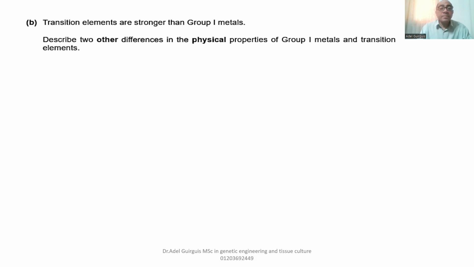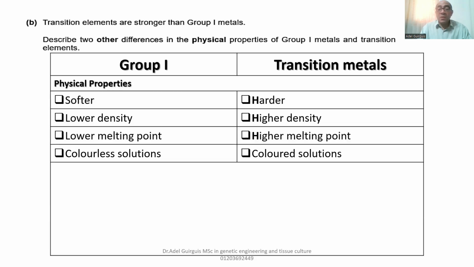Look here, group 1 metals and transition metals. What about physical properties? Group 1 softer, harder or stronger for transition is not mentioned in the answer now, because in the question he mentioned that transition are stronger than group 1 metals. So don't mention softer or harder. But we can mention 2 of the other 3 properties: lower density for group 1, lower melting point for group 1, colorless solutions. They form colorless, alkaline solution.